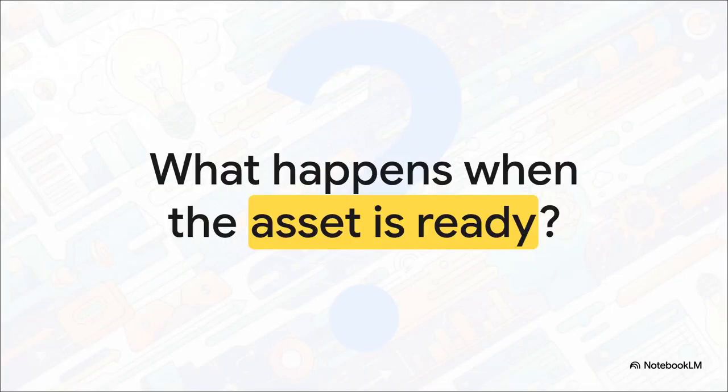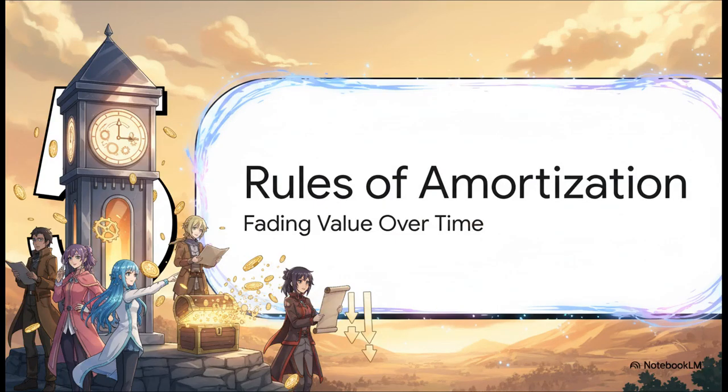Okay, so you funded the project, you hit all the criteria, and you finally built the asset. What happens the moment development is complete? Well, the capitalization of costs immediately stops. You can't just keep padding the asset's value forever. A whole new phase begins, which leads us into Section 5, rules of amortization.